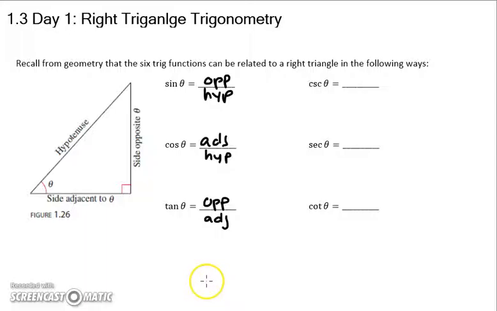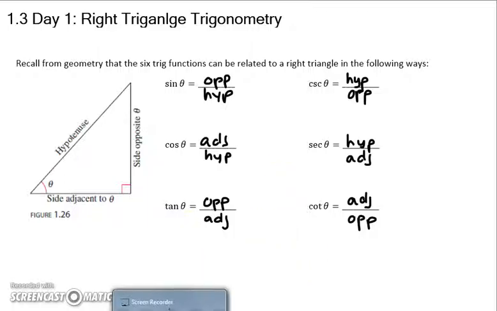Cosecant is going to be the reciprocal of your sine. So instead of opposite over hypotenuse, it's going to be hypotenuse over the opposite. Secant is the reciprocal of cosine, so we can think of this as the hypotenuse over the adjacent. And we can think of cotangent as the adjacent over the opposite sides. So if you know your sine, cosine, tangent, if you remember those from last year in geometry, then you know the other ones, cosecant, secant, cotangent, because they're just reciprocals of the first three.